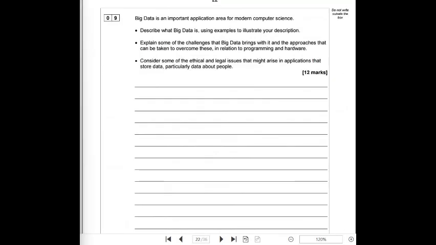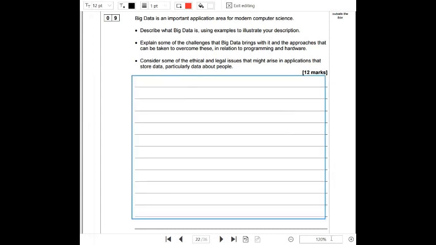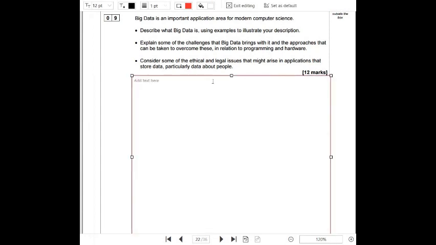Right, question 9, this is a big one now. Big data is an important application in modern computer science. So you need to describe what big data is, explain the challenges that big data brings with it, and the approaches that can be taken to overcome these in relation to programming the hardware, and consider some ethical and legal issues that might arise in applications that store data, particularly about people. Yes, people. Important.